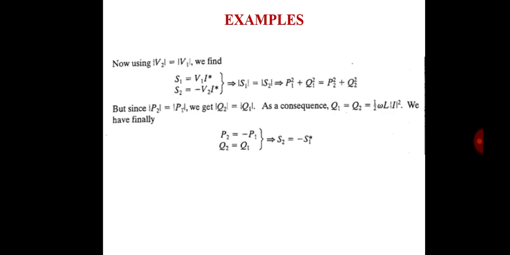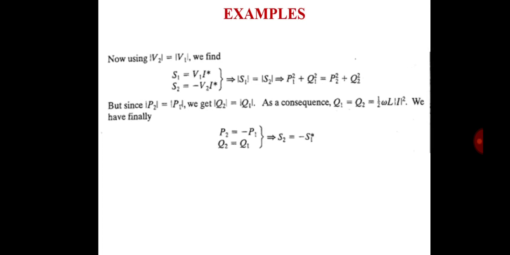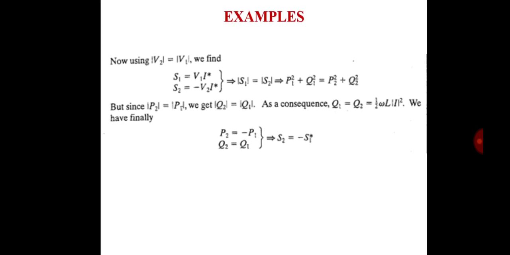So the magnitude of S1 is equal to the magnitude of S2. So P1 square plus Q1 square is equal to P2 square plus Q2 square. But since P2 is equal to P1, we get Q2 is equal to Q1. As a consequence, Q1 is equal to Q2 is equal to 1/2 omega L I square. We finally have P2 is equal to minus P1, because P1 plus P2 is equal to 0, and Q2 is equal to Q1, so S2 is equal to minus S1 conjugate, as we see in the equation. Okay.